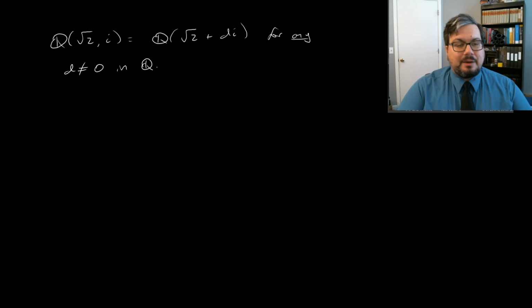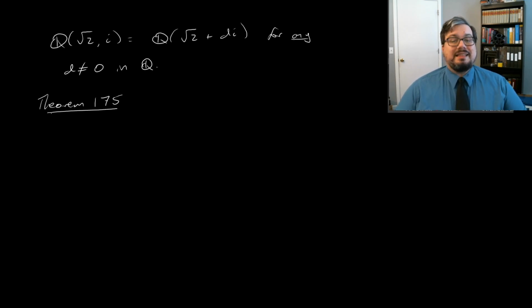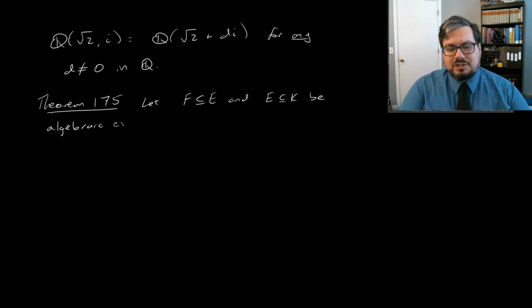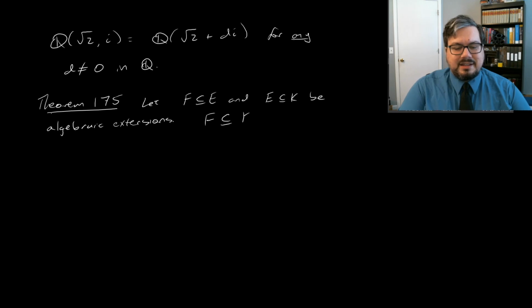All right, the last thing that we want to do today is to prove Theorem 175. Earlier, we had a theorem that said that a composition of finite extensions is finite. Well, the same thing holds for algebraic extensions. So let F contained in E and E contained in K be algebraic extensions. Then the extension F contained in K is algebraic.